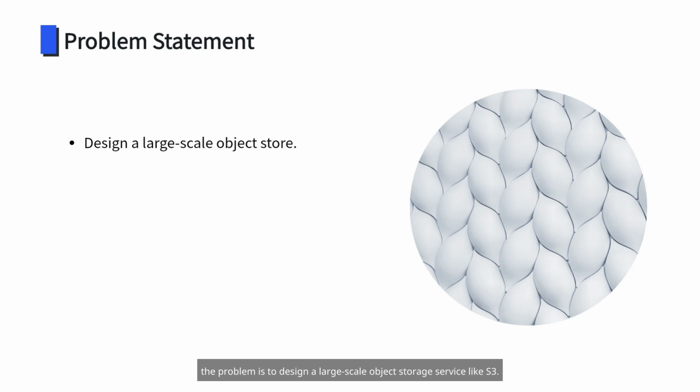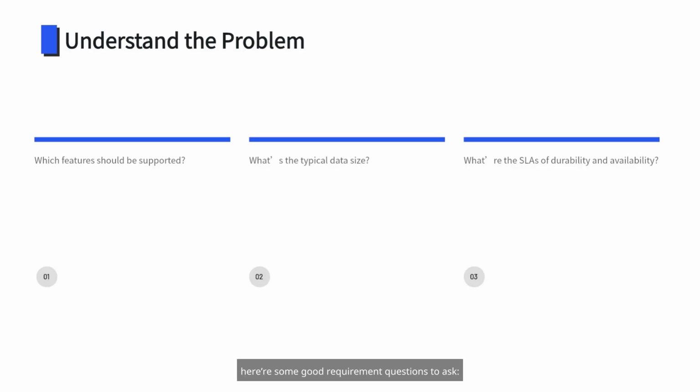The problem is to design a large-scale object storage service like S3. Here are some good requirement questions to ask. Which features should be supported? What's the typical data size? What are the SLAs of durability and availability?